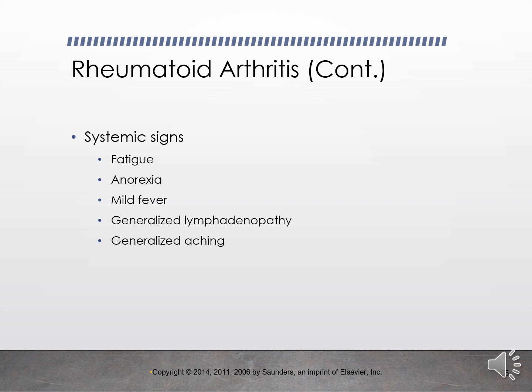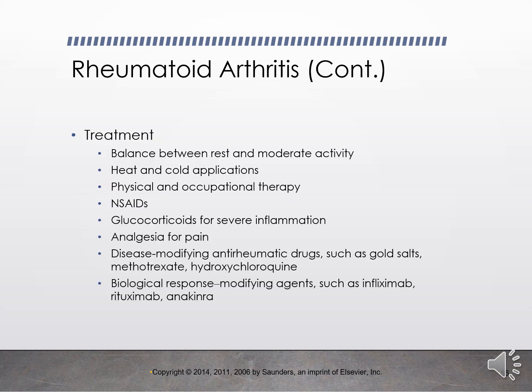Some systemic signs are fatigue, anorexia, mild fever, generalized lymphadenopathy, and generalized aches. To treat it, we balance between rest and moderate activity, hot and cold applications, physical and occupational therapy.